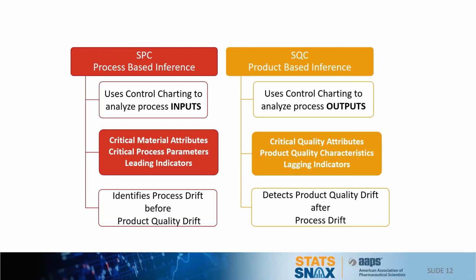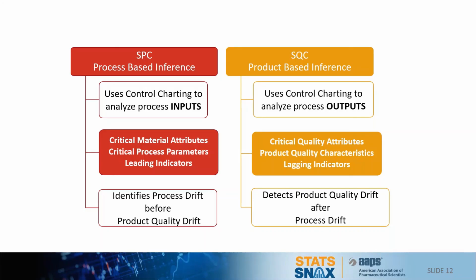With product-based inference, the SQC, you're control charting the outputs, such as your critical quality attributes, which are your product quality characteristics, or your lagging indicators. Its focus is that it detects product quality drift after process drift. Sometimes ISO refers to it as after the product event. So you're controlling it after the event has occurred.